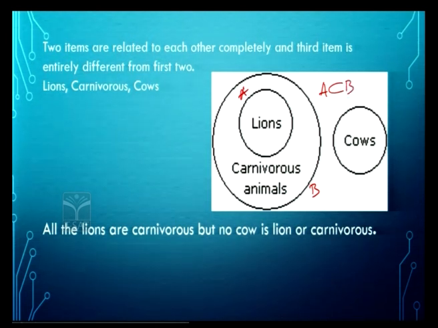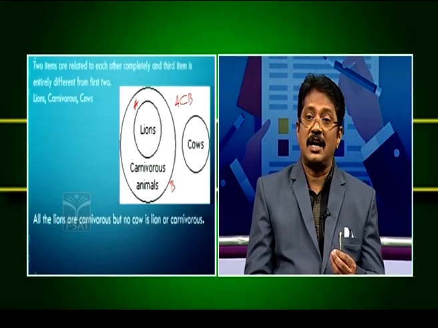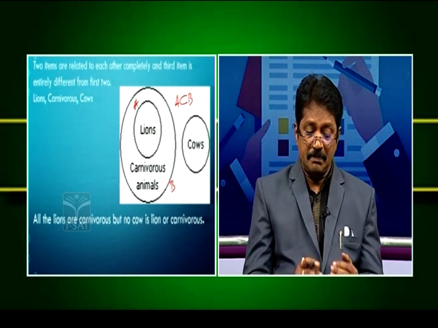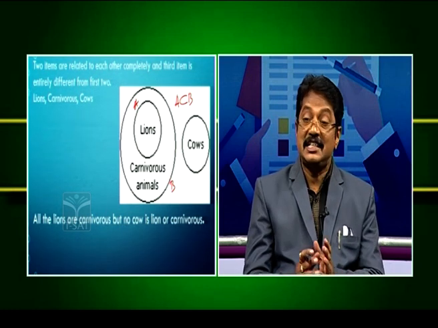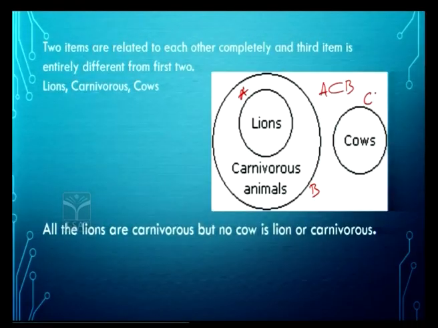But if you take it that no lion is a cow, no cow is a lion, correct? Neither lion nor cow are the same. And at the same time, cows are not carnivorous animals, they are not flesh eaters. So, lions and cows are disjoint sets. Say for example, if cows are represented with C, then you can say A intersection C is phi. This is called the null set. Even you can say B intersection C is also a null set.